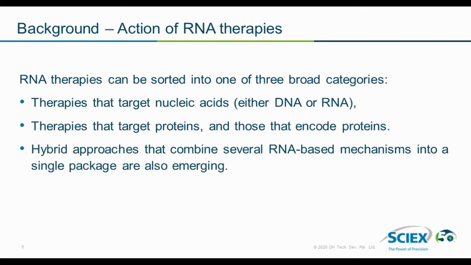Looking at some of the actions of the RNA therapies themselves, they can be sorted into three broad categories. The first is RNA therapies which target nucleic acids, either DNA or RNA. There are RNA therapies that target proteins and those that encode proteins, so they actually have the information to generate proteins within cells. And there are also hybrid approaches that combine several RNA-based mechanisms into a single package. These are currently the more recent flavor of RNA therapies, and they're starting to emerge now in biopharmaceutical research.